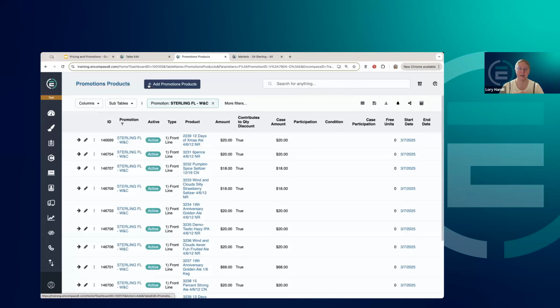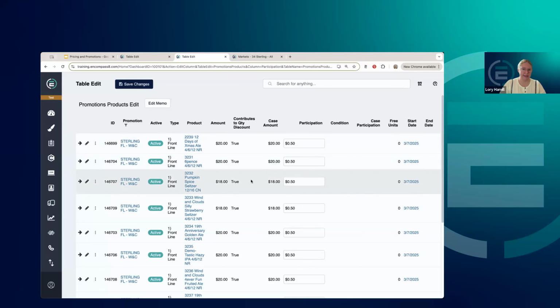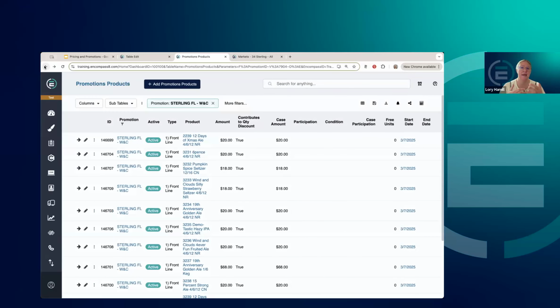So with just a few clicks, instead of a minimum of 3 to 5 clicks per product, I've now set those amounts. We're going to talk about participation. I'm not setting participation on a front line in this case, but I could do that in the exact same way. So again, I would say edit column. Everybody is getting 50 cents and fill down, except for my seltzers that are getting 75. And I would save that, but I'm not. So that is the easiest way to edit these prices of promotions products.